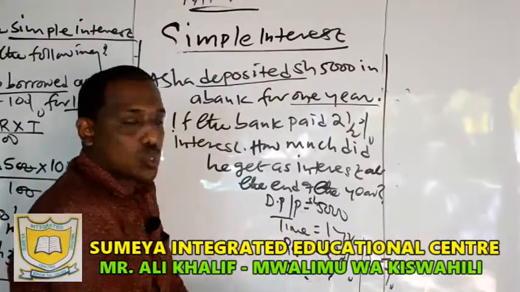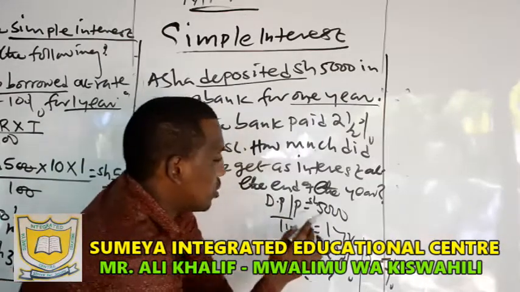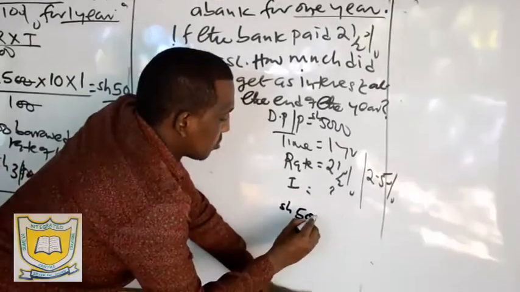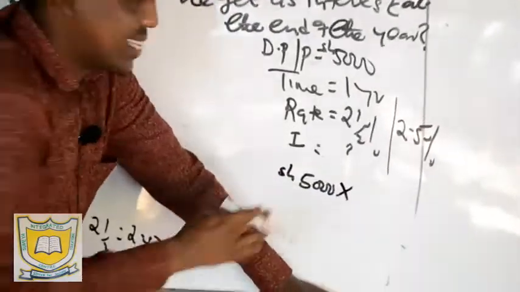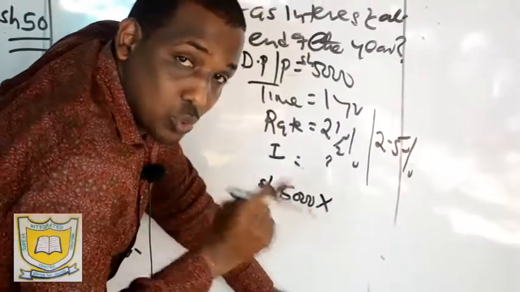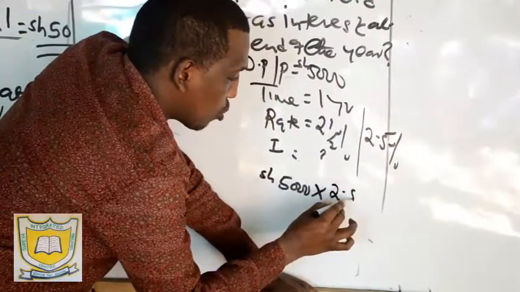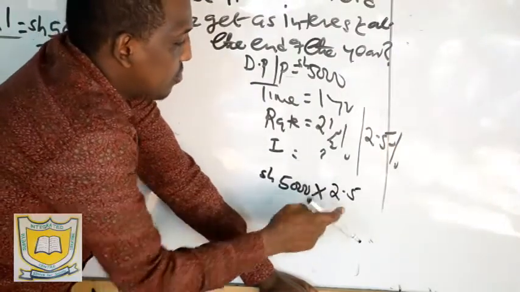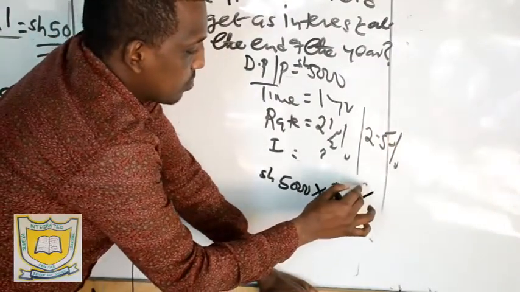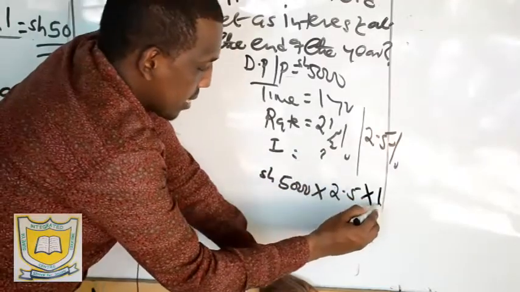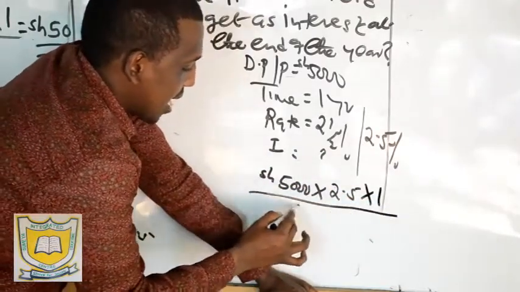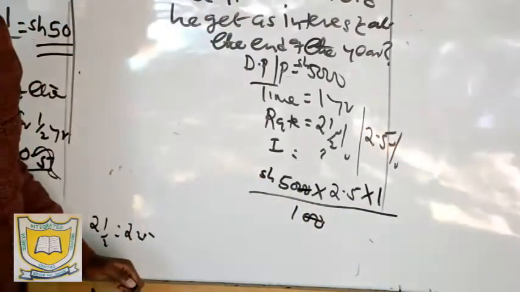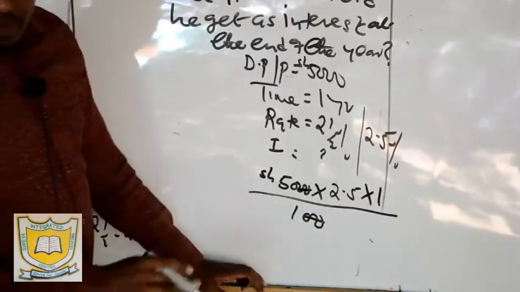So interest is equal to the principal, which is the deposit, 5,000, times rate. The rate is 2.5. Times 2.5, or you can change it to an improper fraction, it is the same, but I prefer this for an easy way. Times time 1 year, over 100. You cancel, they go together. Now we multiply.